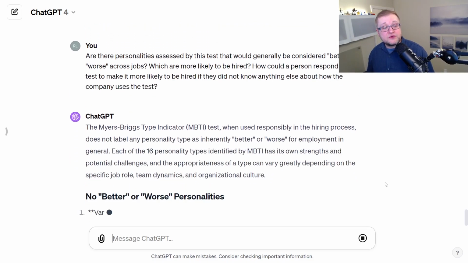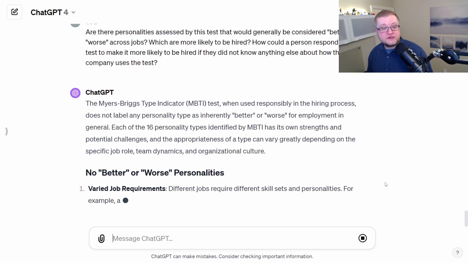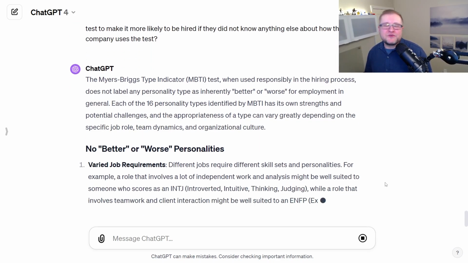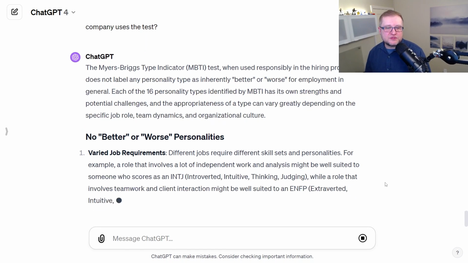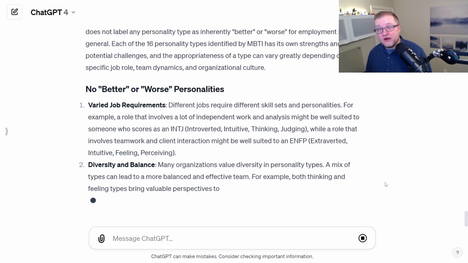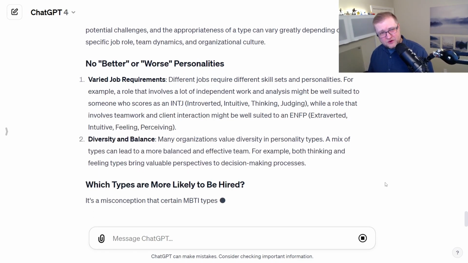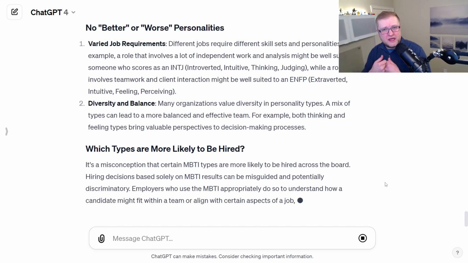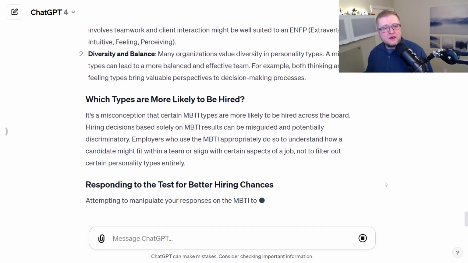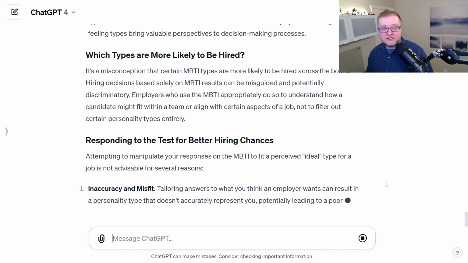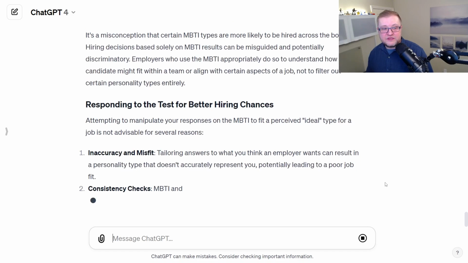So we're saying here again, no better or worse. Different jobs require different skill sets. See, and I don't know how much of this is limited because we're talking about a Myers-Briggs example. Because Myers-Briggs is very cautious in all of its internet-based materials, not to say don't use this for hiring. So it's sort of interpolating between lots of different sources right here. Ooh, we're getting closer maybe. Responding for bettering hiring chances, tailoring, potentially to poor fit.